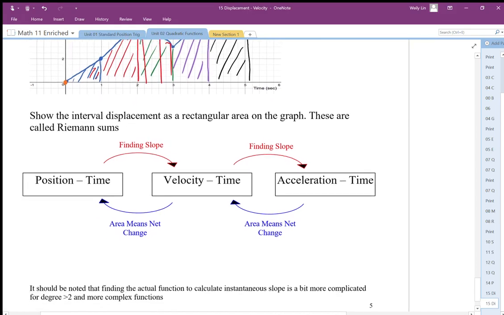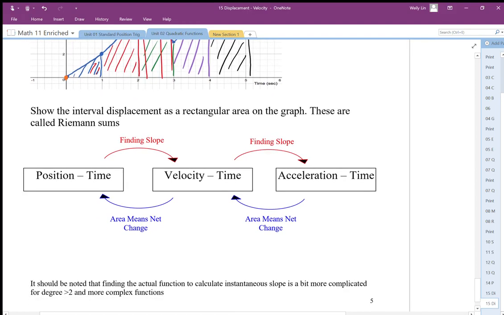Okay, so to summarize this then, what we started with was position time, our displacement function. We find the slope, we get velocity time function. We didn't really do acceleration, but we can find the slope of that and find acceleration time function. But what we did was mainly between these ones. So from position to velocity, we found slope. From velocity to find position, we used the area. So that's a key idea. That's a central idea when we get to calculus.